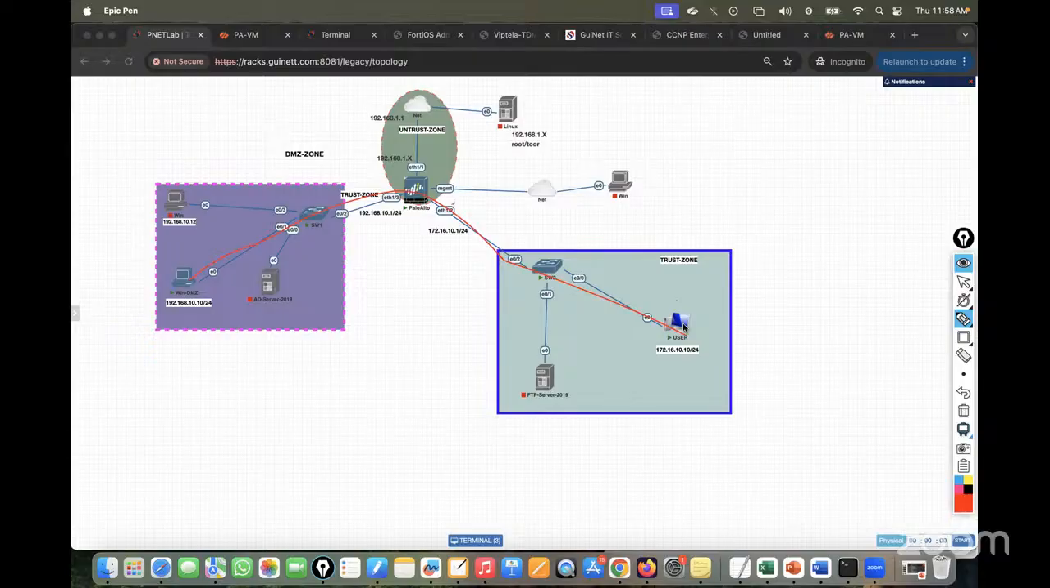Yeah. This PC wants to go on the internet. This PC wants to go on the internet. Because this is the untrust zone, then we require a specific policy. It is not going to work. So I want to showcase this.